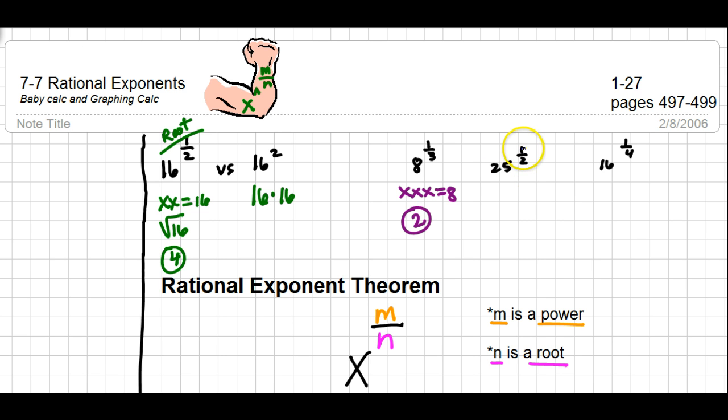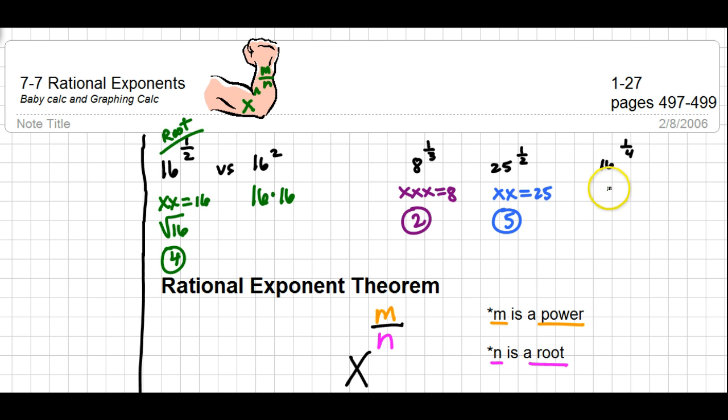Similarly, when you take 25 to the 1/2 power, that's just like saying the square root of 25. What number times itself is 25? Students need to know that one. They probably already do. Have that one memorized. That one's a 5.